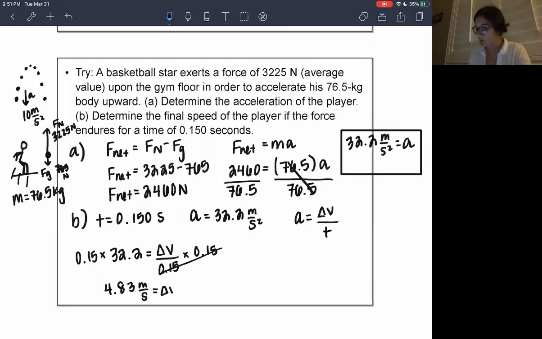So here's what this means. Whatever my starting velocity was, it increased, because this is a positive value, by 4.83 meters per second. Now, if he was already moving, I might have to do a little bit more thinking to figure out his final speed, but I know he wasn't already moving before he started jumping. So if he started from rest and he increases his speed by 4.83 meters per second, that means his final speed is going to be 4.83 meters per second.